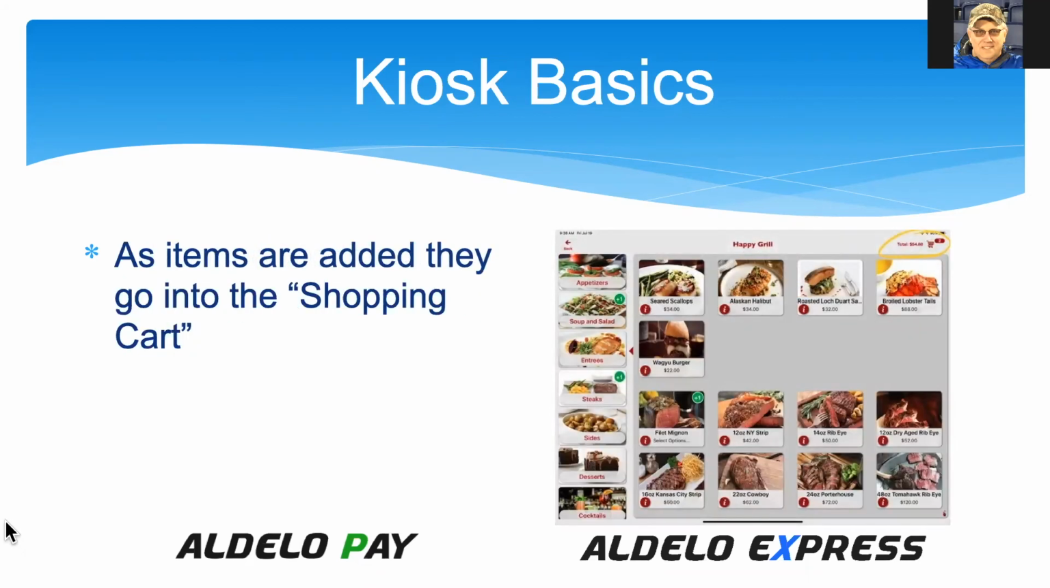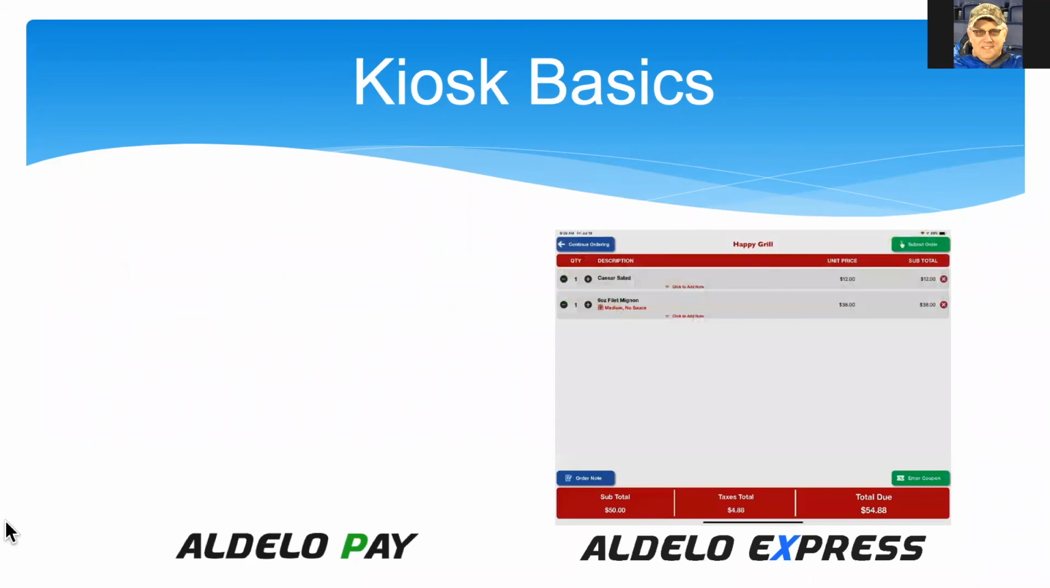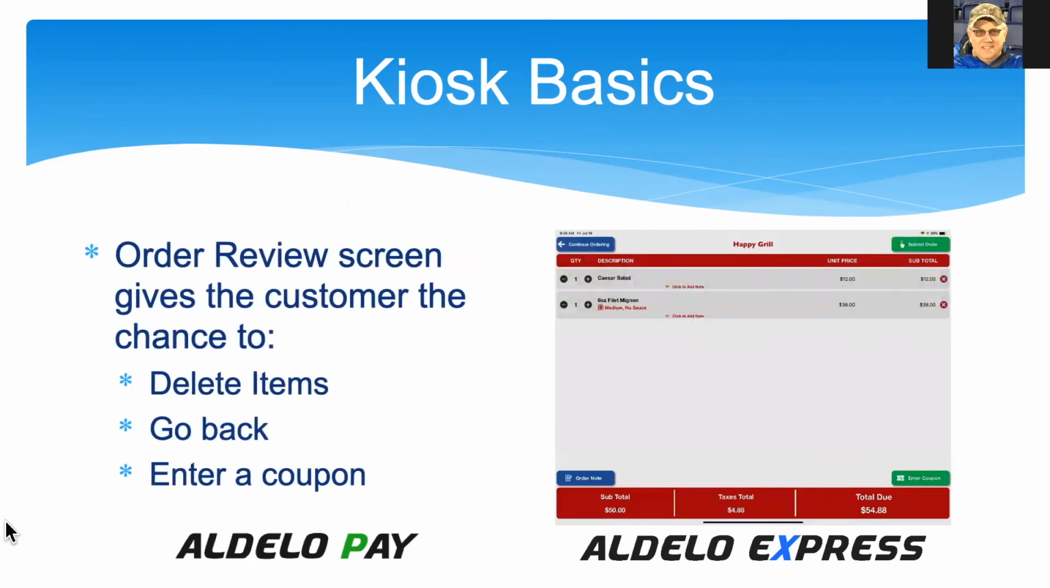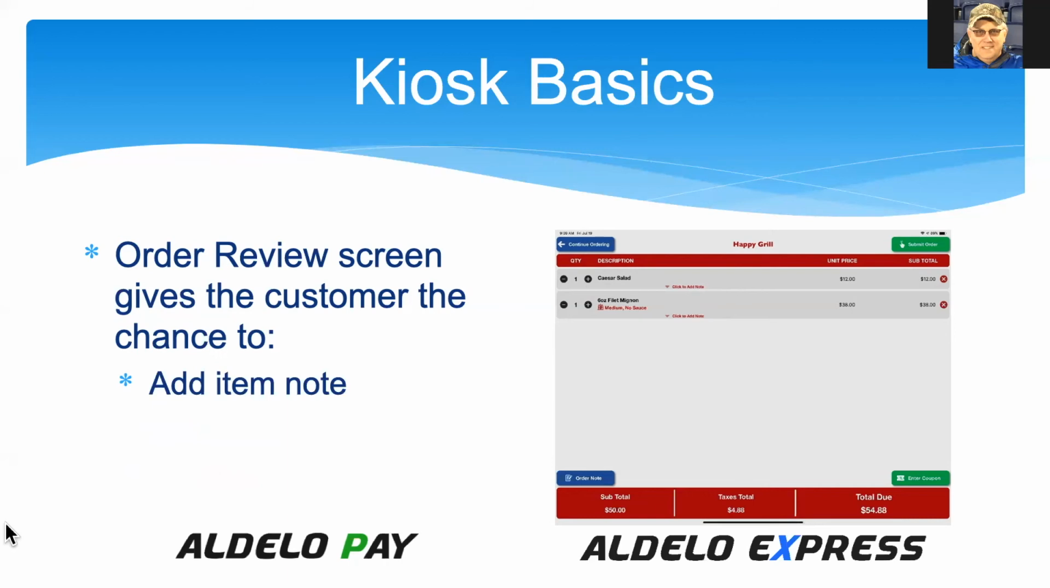So when you touch the item, it's going into the shopping cart on the top right-hand side. Once the customer is ready, they then touch that shopping cart in order to get the order review screen. In this case, the customer can manage their order. They can delete items, they can go back and order more, and they can even enter a coupon. They also can add an item note or a note for the entire order. Once they're done, they can submit that order.